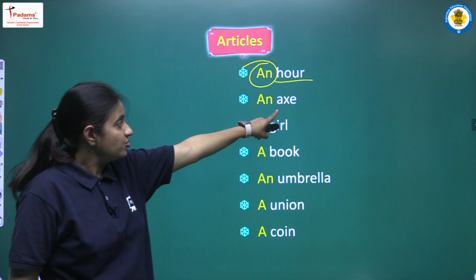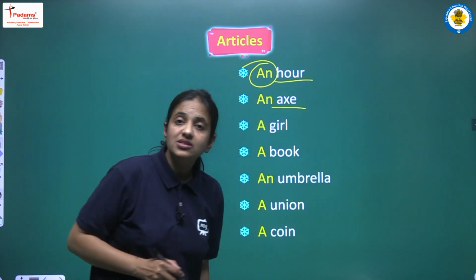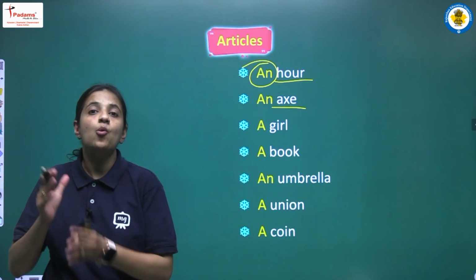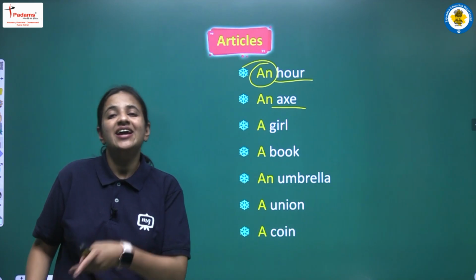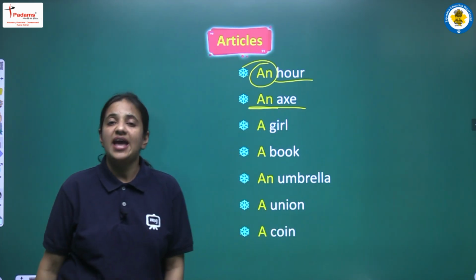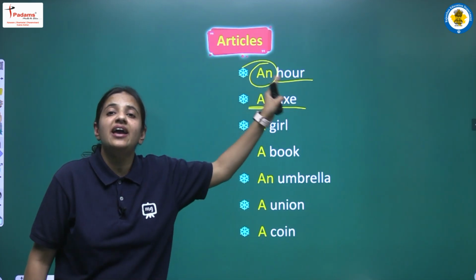Okay, next we are having X. Again, when we pronounce the word, when we see the sound, then we can say that we are having a vowel sound in the beginning, right? And according to that we are having the article, so yes, we will use an here. So the word will be an X.